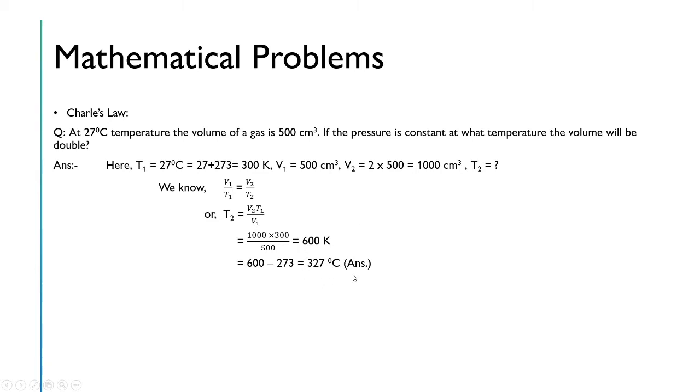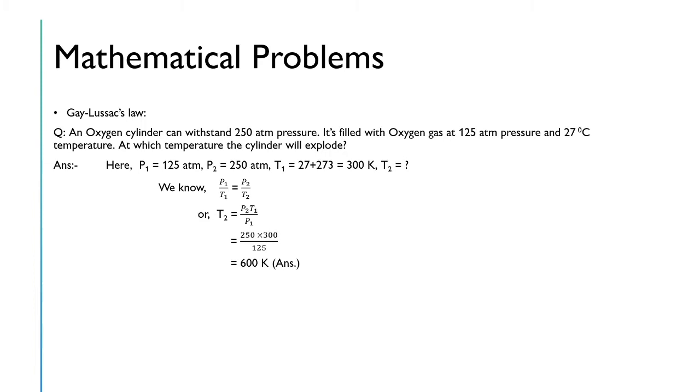So next one is Gay-Lussac's law. So Gay-Lussac's law, in this law, pressure and temperature will be variable and volume will be constant. So this is a mathematical problem of Gay-Lussac's law, and these laws are pretty much all the same. Just one factor will be constant and the other two will be different. And by using this equation, we can easily solve this problem here.